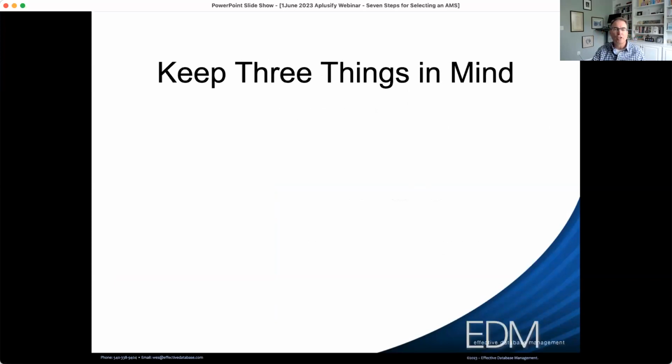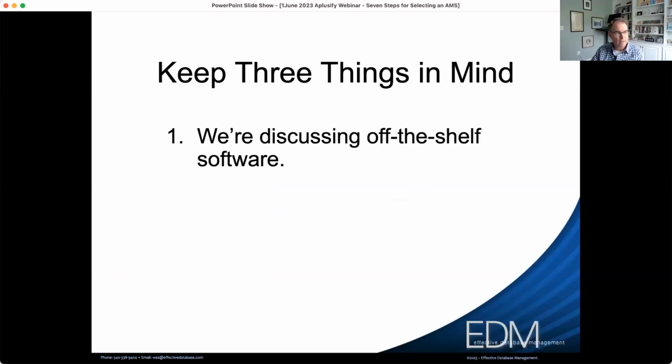Okay, so before we jump in though, there are 3 things I want you to keep in mind. The first is that for this process, we're talking about off-the-shelf software. Some of this process could be applied to building custom software, but this process is really designed for association management software that has been purpose-built, whether that's on a platform like Salesforce or a completely bespoke system. It's designed for AMS products that you buy off the shelf as opposed to building it.